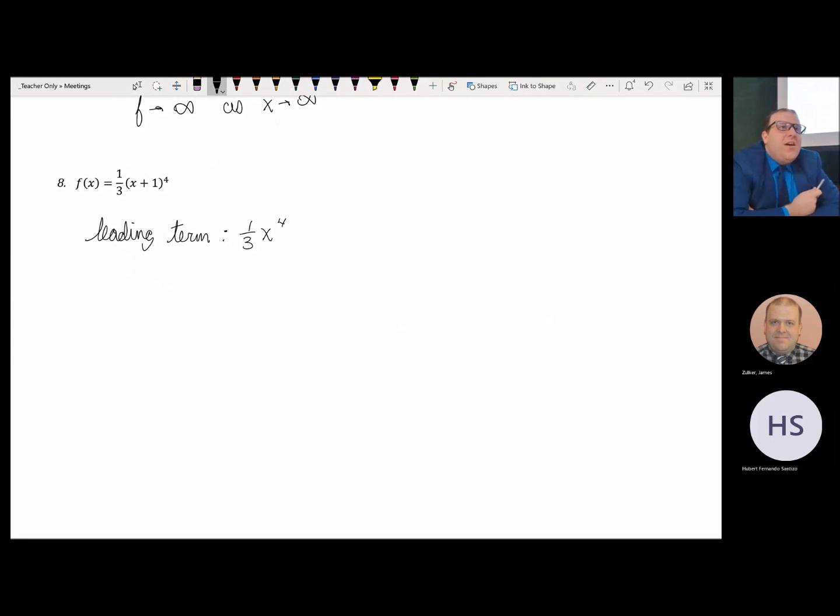Now you use that and you go, okay, which of the 4 cases does this satisfy? Even power, positive coefficient, so it's just like the last one. No, it's not. The last one was odd. Oh, the other last one.